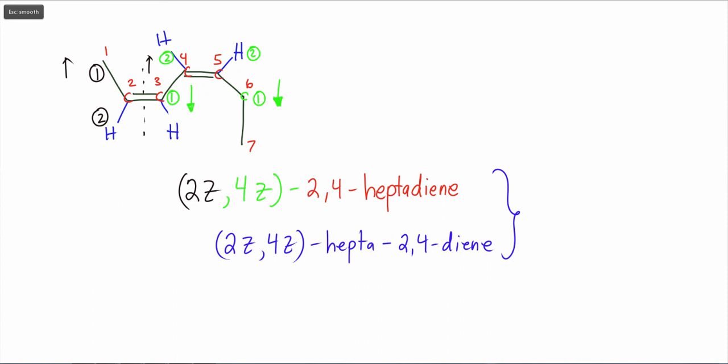Now, let's try a molecule, and I'm going to put in some different functional groups. So naming is not important. Naming would not be important. What would be important is to determine what is E or Z across the double bond. So let's look at this, for instance.